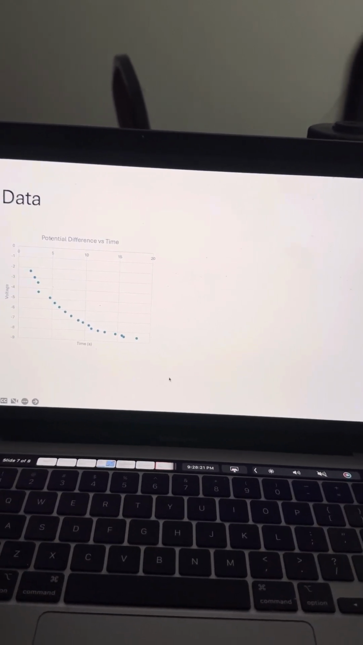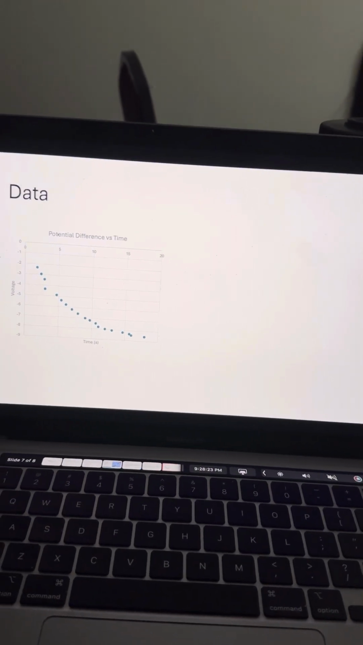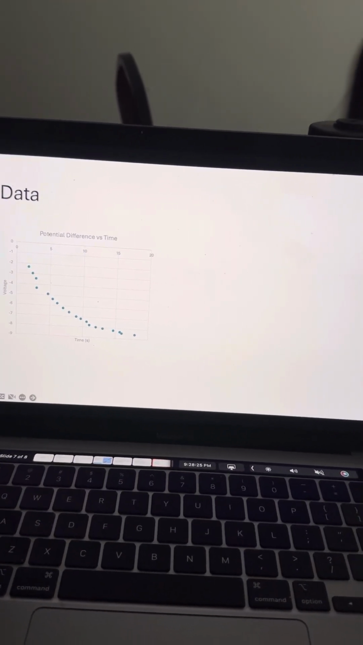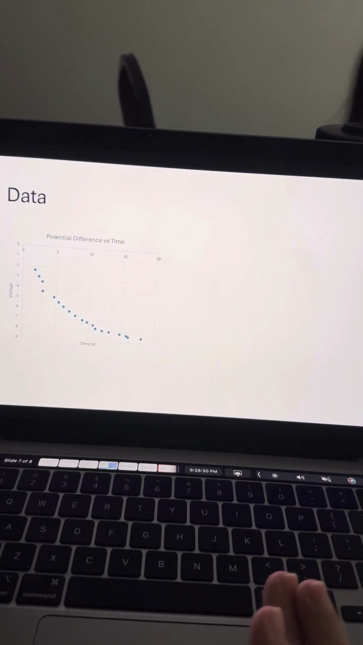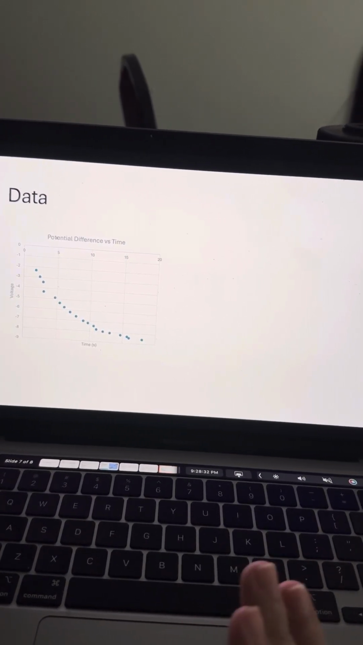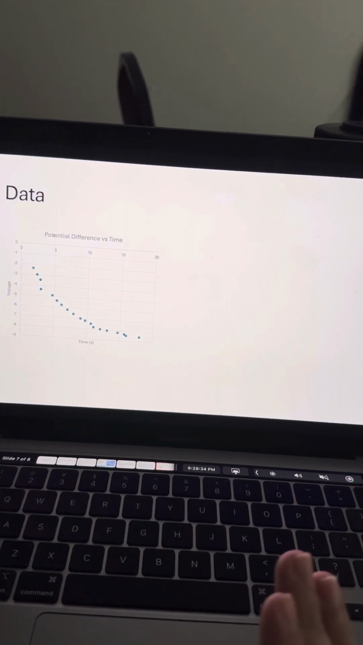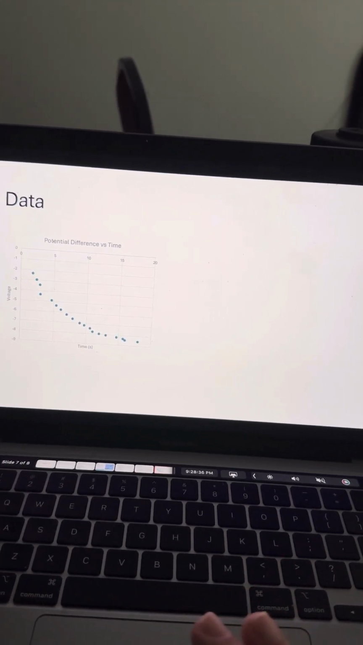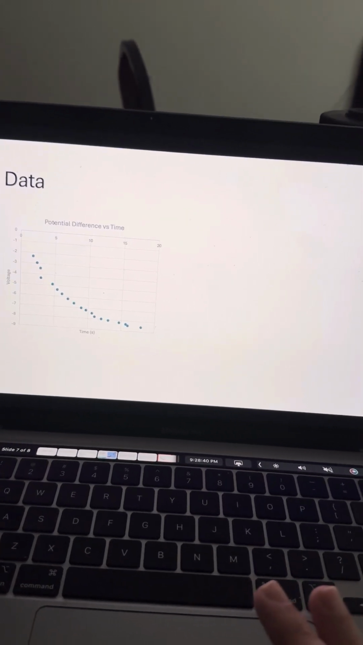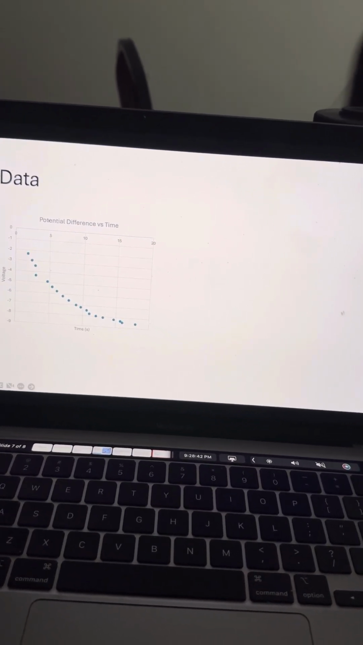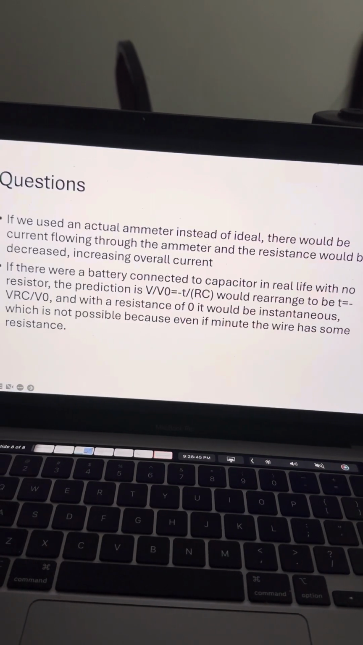And if you apply the lab-specific equation, you can linearize it and show that the natural log of the voltage differential over the initial voltage differential is the negative time over resistance times capacitance. So that is how you can calculate how quickly a capacitor will charge.